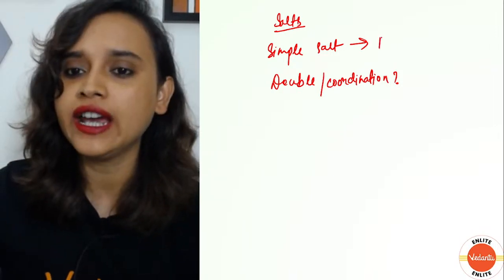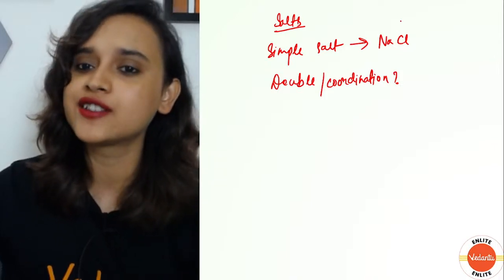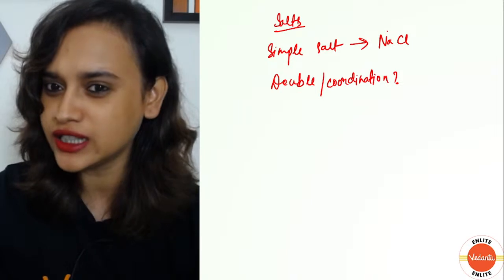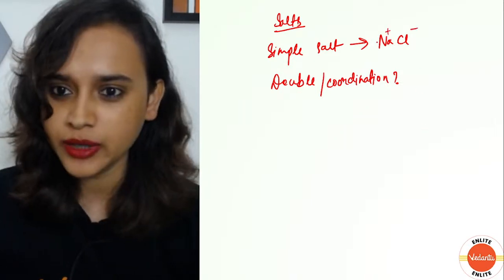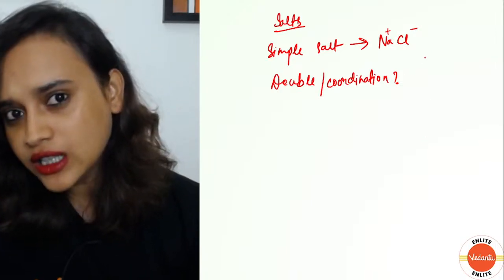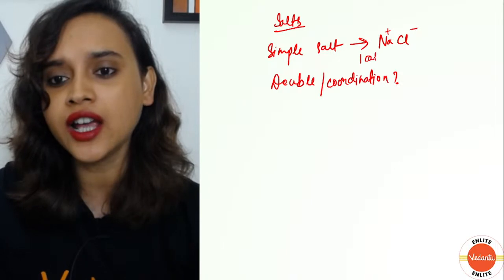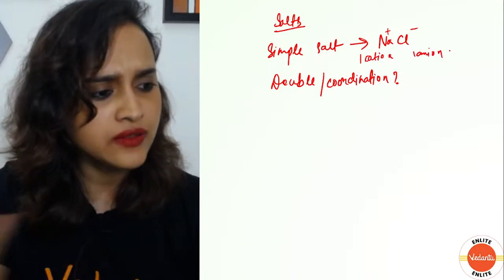NaCl, very good. NaCl is the most common example that we can take. Now, what if I dissolve NaCl in water? What will happen? Don't you think that it will form Na+ and Cl-? So from here, can we understand that a simple salt will give you one kind of cation and one kind of anion? It's very simple, right?